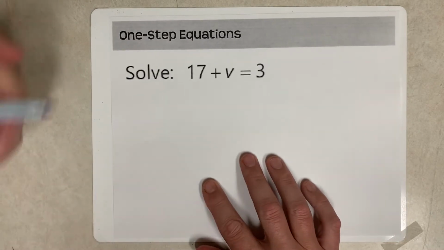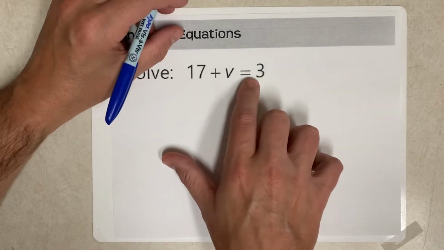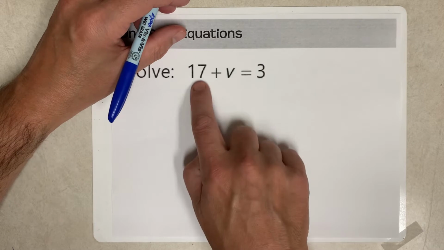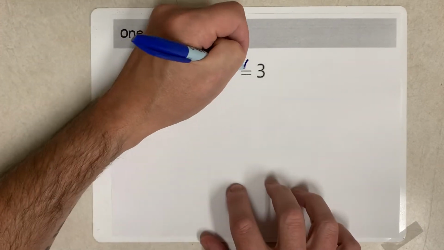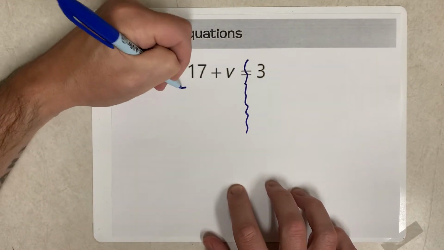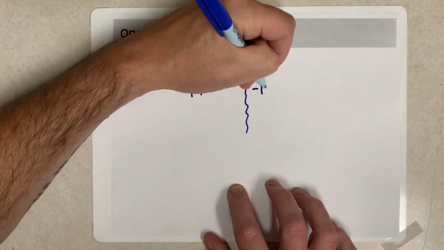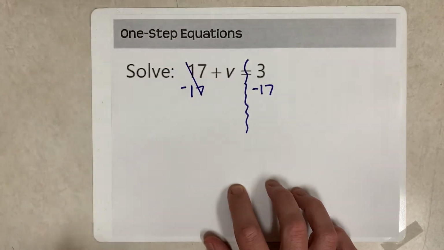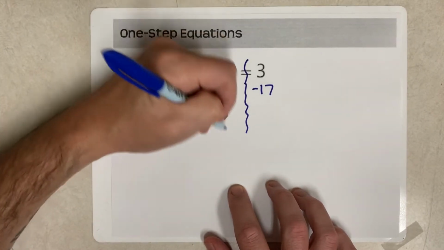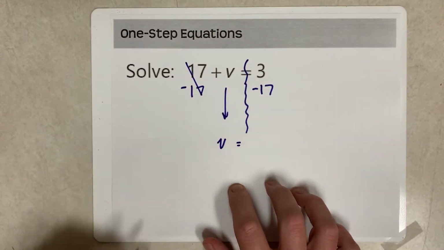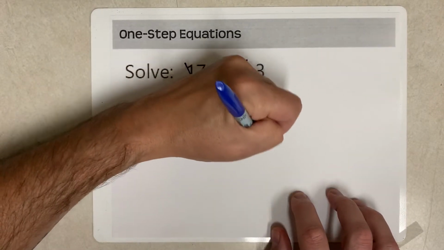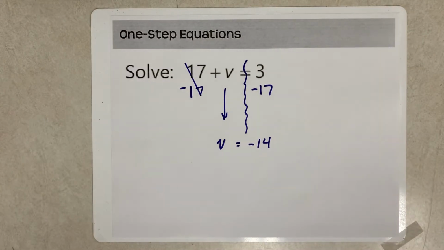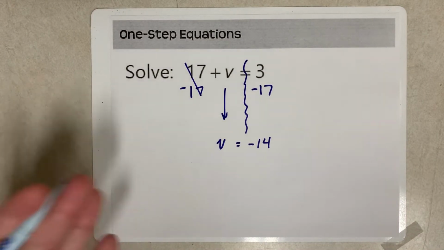All right, some of these I'm going to check and some of these I'm not, just for time. Here we have 17 plus v is equal to 3. I really need to get rid of that 17, and it's a positive 17. So I'm going to draw my river, and I'm going to subtract 17 on both sides. Additive inverses cancel out. I'm going to bring my v down, equals, and now I have 3 take away 17. That should result in a -14. And that's it. One-step equations, literally that's what it means. It's one step and then done.